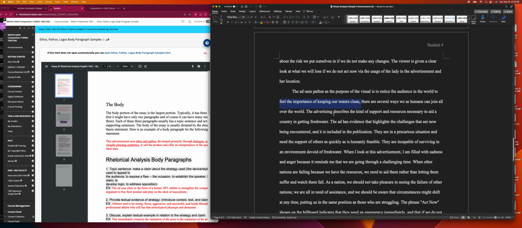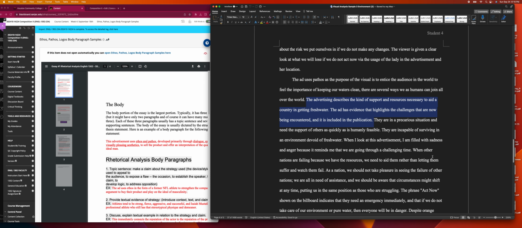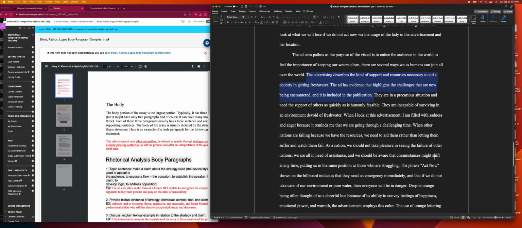He continues, the advertising describes the kind of support and resources necessary to aid a country in getting fresh water. The ad has evidence that highlights the challenges that are now being encountered, and it's included in the publication. This, again, I don't know what he's talking about. It's just fluff. He's just trying to fill the word count. Don't do that. Please do not do that, right?